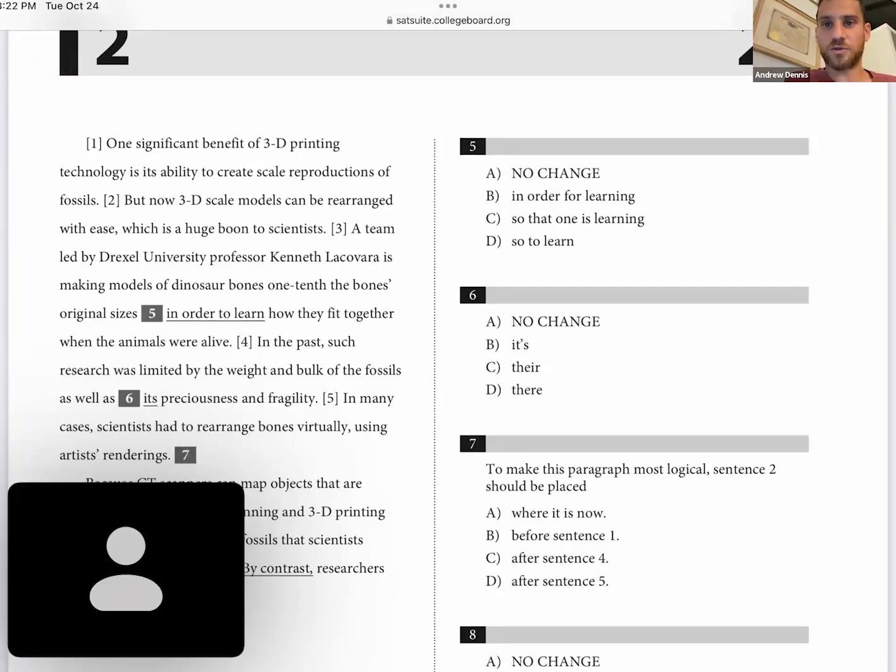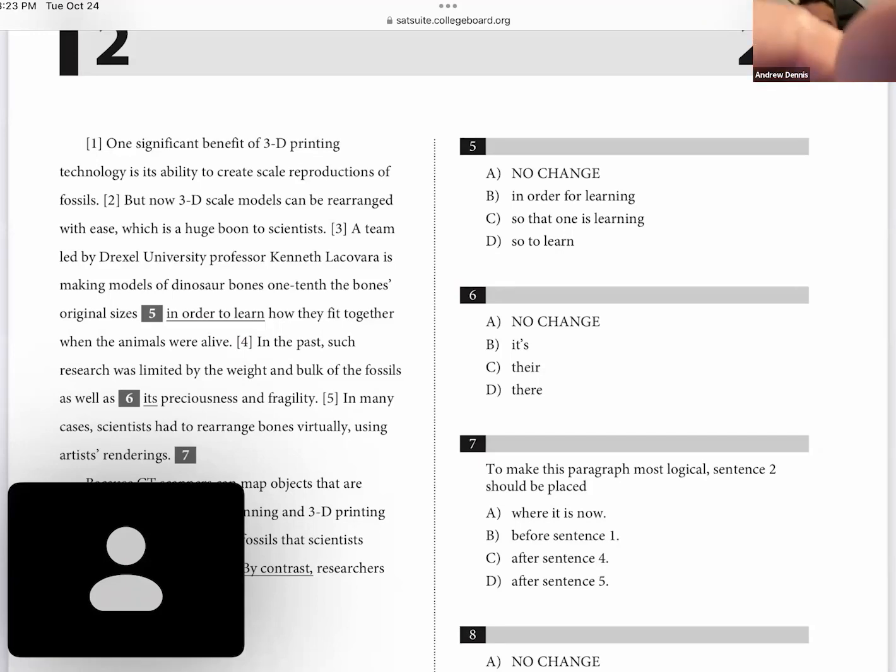In the past, such research was limited by the weight and bulk of the fossils, as well as their preciousness and fragility. But now 3D scale models can be rearranged with ease, which is a huge boon to scientists. That one has a good ring to it, right? The reason why is because "but now" is contrasting how it used to be. It says, in the past, such research was limited by the weight and bulk of fossils, as well as their preciousness and fragility. "But now" is contrasting "in the past." And therefore, it makes logical sense to put it right there.